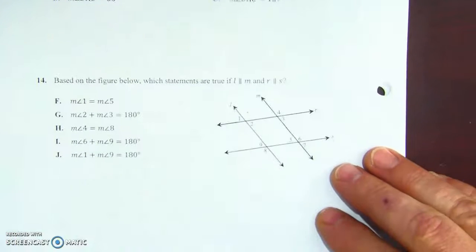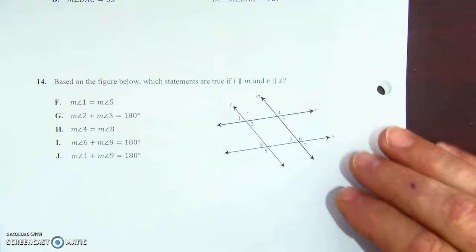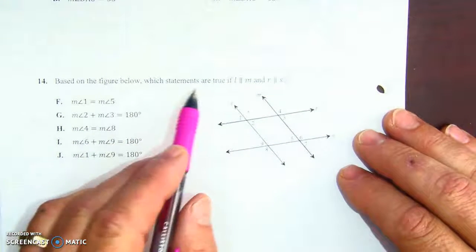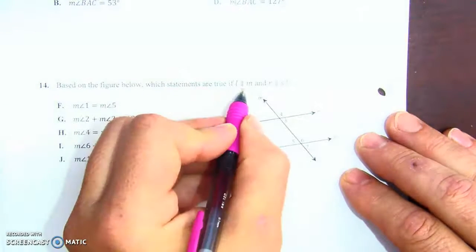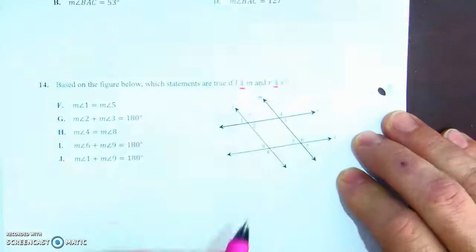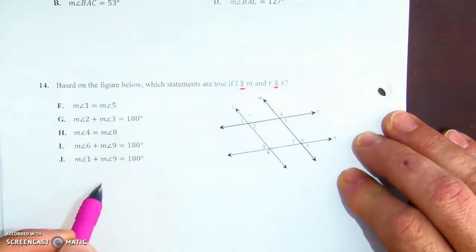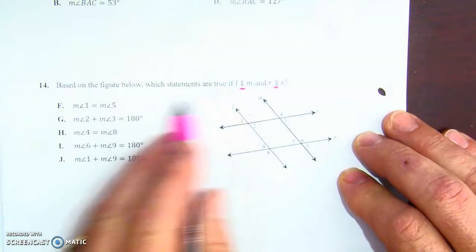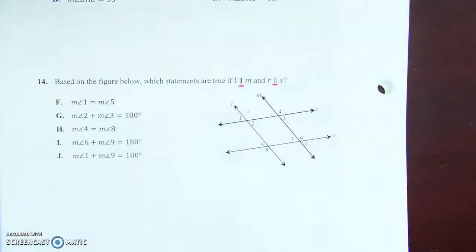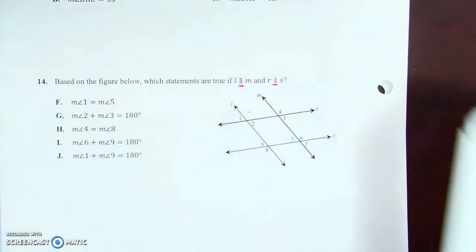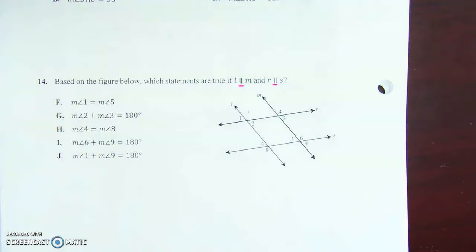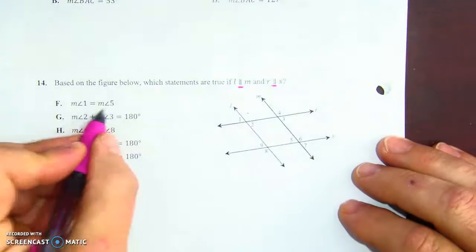Question number 14. Here we go. Based on the figure below, which statements are true if, and here are the key words, what do these funky things mean? They mean that they are parallel. So we've got to go through each scenario and find out which statements are true if this is the case. Let me give you a hint right now: there are three of them that are going to be good. Okay, so let's look at the first one.